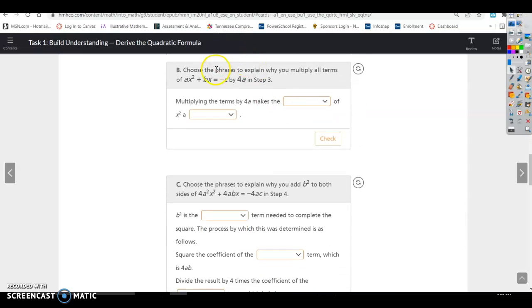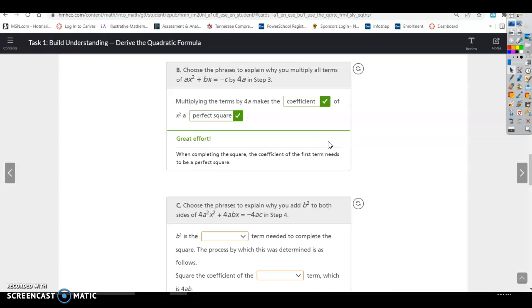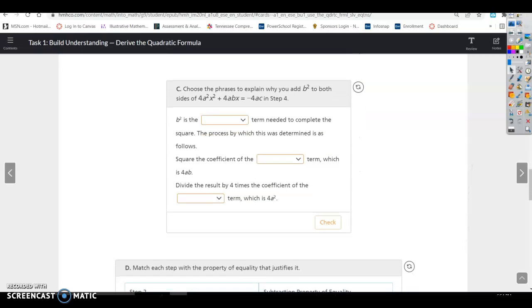Choose the phrase to explain why you multiply all terms of ax squared plus bx equals negative c by 4a. All right, so multiplying the terms by 4a makes the coefficient of x squared a perfect square. Again, to factor it as a perfect square trinomial, we have to make sure the first term and the last term are perfect squares, and the middle is twice ab. All right, so choose the phrases to explain why you add b squared to both sides.